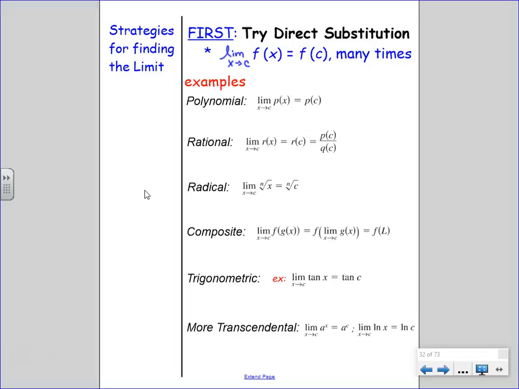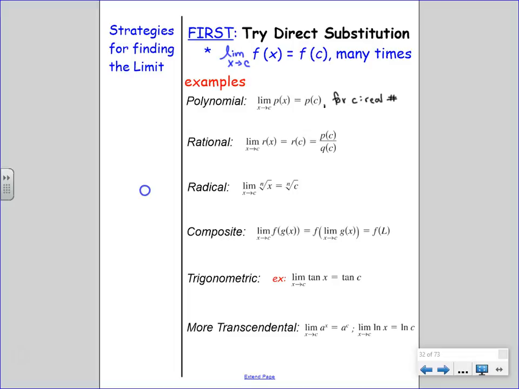Let's just quickly remind ourselves for each of these different types, and this is basically all the different types of functions that you're going to see in this section, and to be honest, for most of the year. Polynomial. The limit as x approaches c of p of x, where p of x just means polynomial of x. It could be a quadratic or a cubic or a quartic or who knows what. Just plug it in for c being a real number.